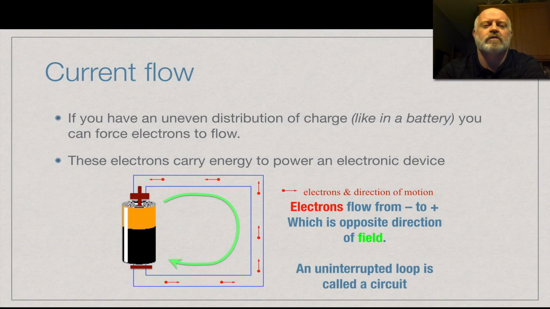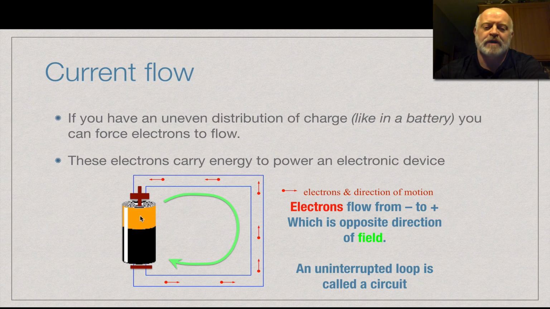Okay guys, in this video lesson we're going to start talking about current and how we get current to flow inside our circuit. First of all, for us to have current, or the movement of electrons through a circuit, we need to have an uneven distribution of charge. Think of a battery. We plug a battery into something and that battery has power for us, but really what that battery has is an uneven distribution of charge.